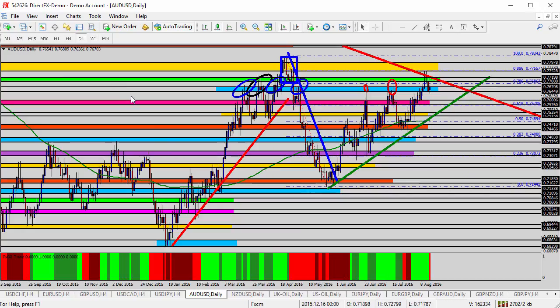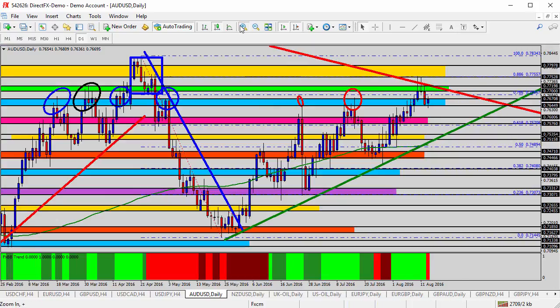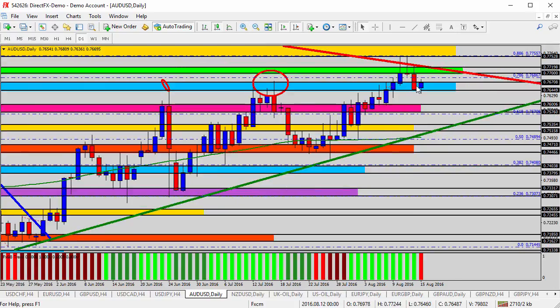Let's take it down to the daily time frame. There's that red trend line just peeking at the top right-hand corner. Why is that interesting? Zoom it in here on the daily and take a look at where the market over the past week or so found resistance right into that red trend line.